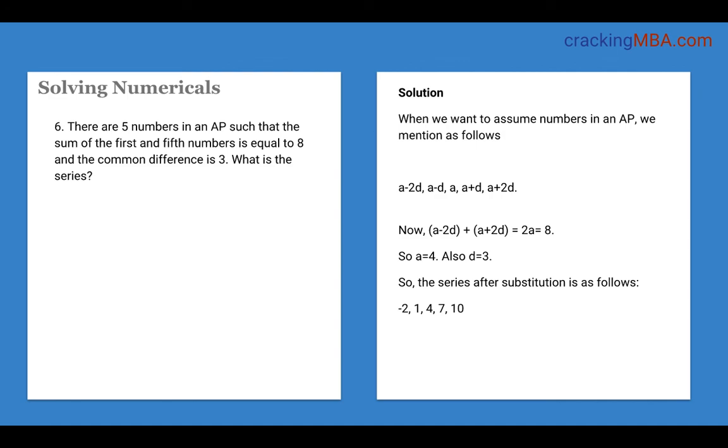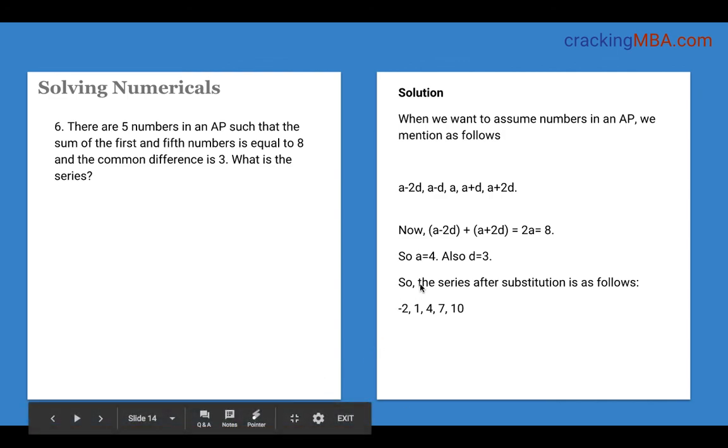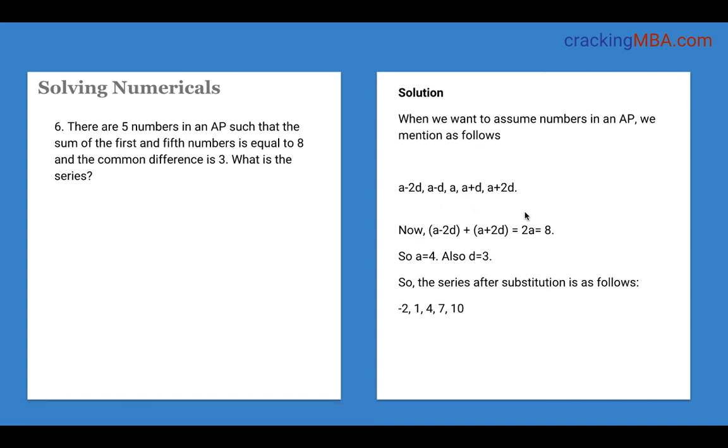If we have five numbers, we assume that they will be in the format of a minus 2d, a minus d, a, a plus d, and a plus 2d. If we have only 3 numbers, it will be a minus d, a, and a plus d, and so on. Now we are given that (a minus 2d) plus (a plus 2d) is 8, so a is equal to 4, and d is equal to 3. Just substituting, we will get minus 2, 1, 4, 7 and 10.